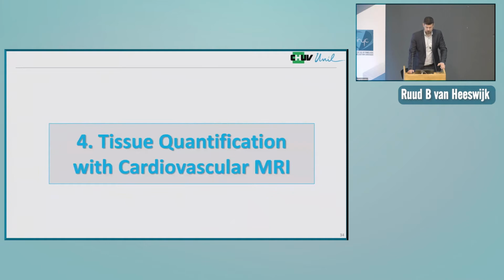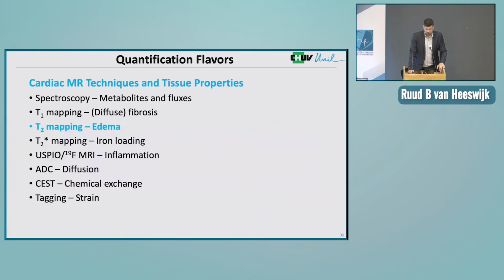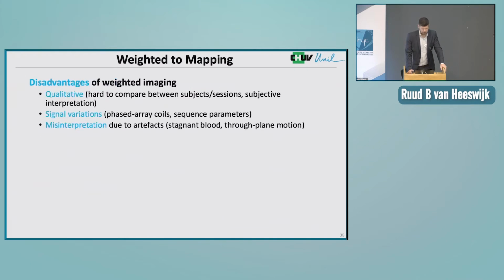Then finally, the technique that I want to discuss is tissue quantification with cardiac MR, which I do myself quite a bit. There are many flavors of this again. You can do spectroscopy, which characterizes something in the tissue, T1, T2 mapping, T2 star mapping, and so on. You can quantify diffusion, chemical exchange, and so on. I'll illustrate things a bit with T2 mapping, which I'm most familiar with, but all the other ones work along similar mechanisms, except perhaps spectroscopy.